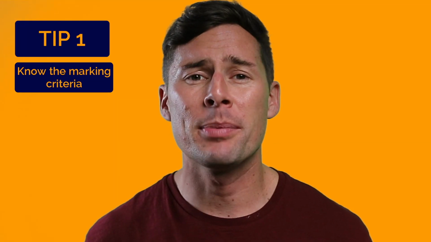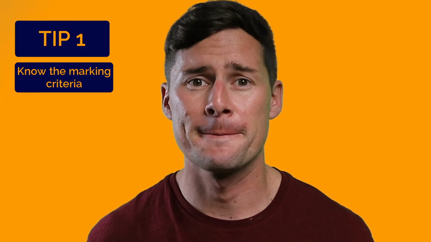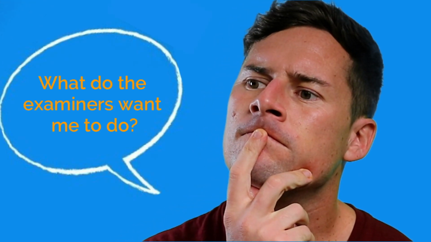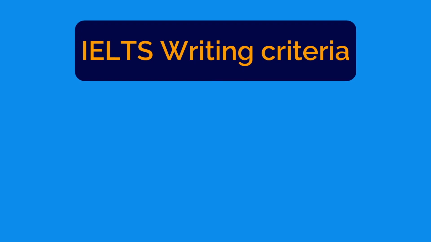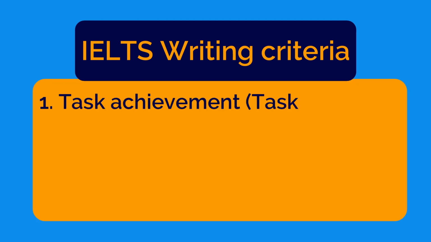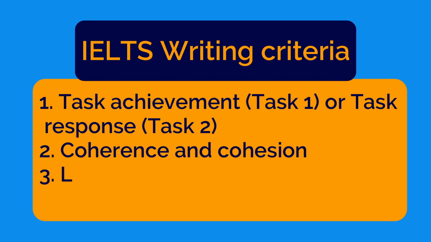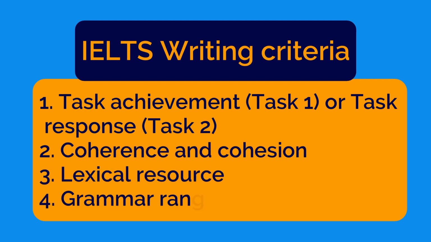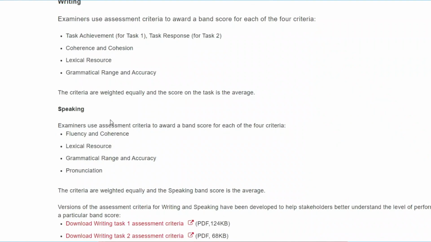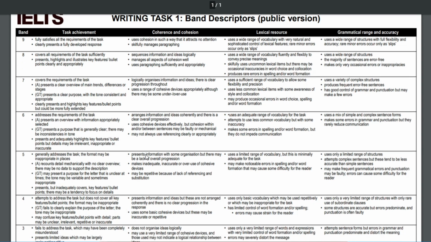So, my first tip is to know the marking criteria. Just think, wouldn't it be great if you knew what the examiners were looking for? Well, I can tell you that now. Examiners use 4 criteria to assess your writing. Task achievement for task 1 or task response for task 2, coherence and cohesion, lexical resource, and grammar range and accuracy. And you can download the assessment criteria from the IELTS website.